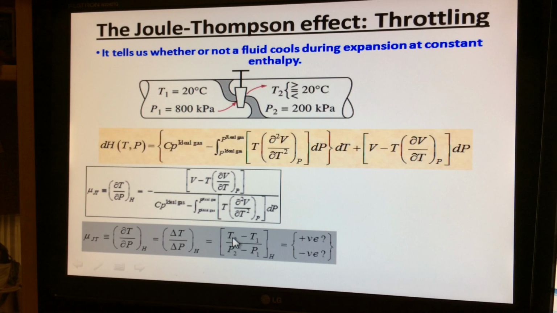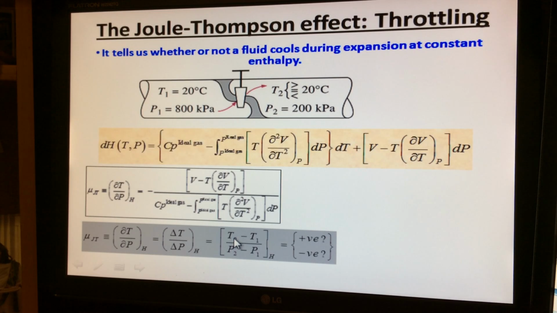The top one, T2 minus T1, could be positive or negative. If T2 is greater than T1, then T2 minus T1 becomes a positive quantity, and then mu JT will be negative, because you have a positive quantity up here and a negative quantity down there.